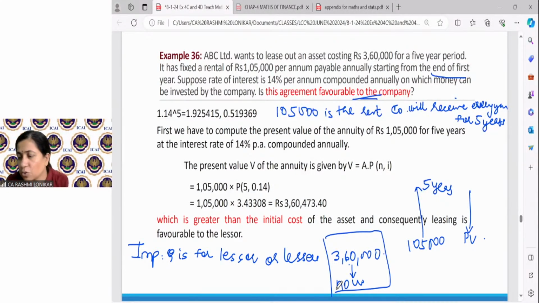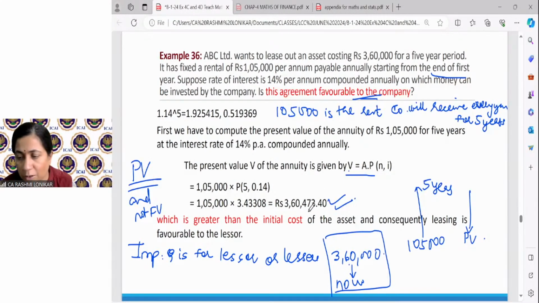So I am going to find the present value and not the future value. So what is the present value formula? V is equal to PA into PVIFA. When I solve it, I'm getting this amount, 3,60,473. Since I'm getting more than 3,60,000, the company is going to lease the machine.